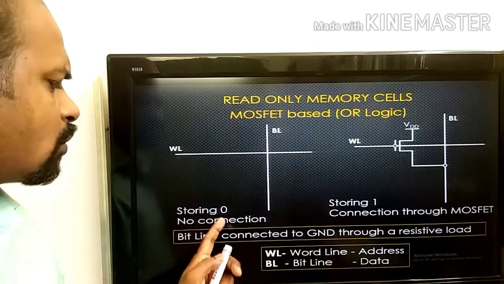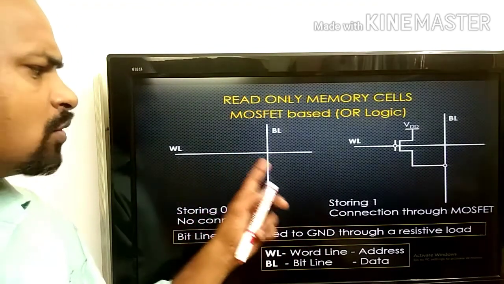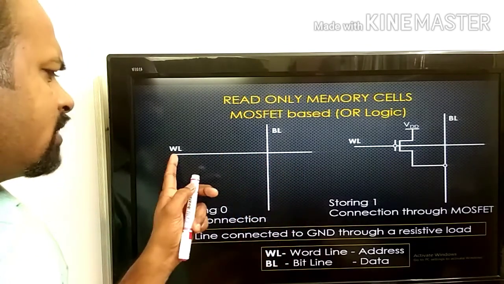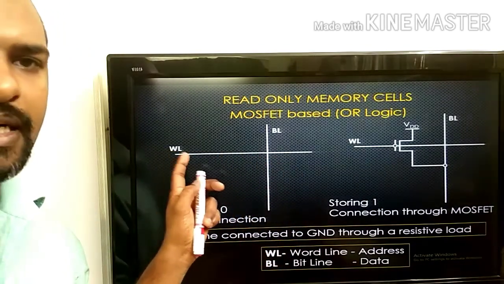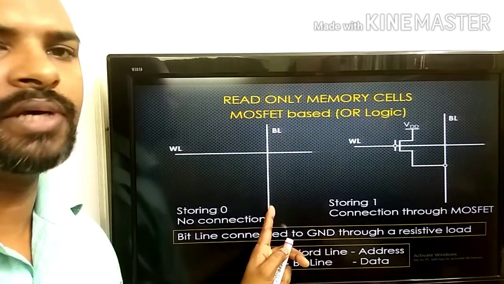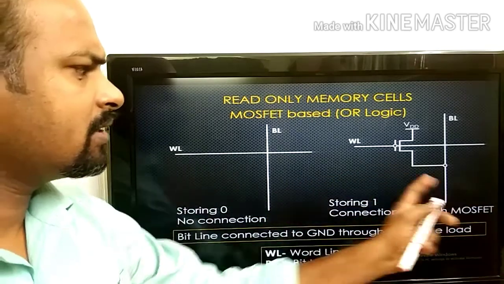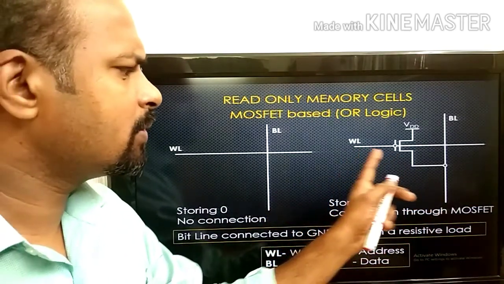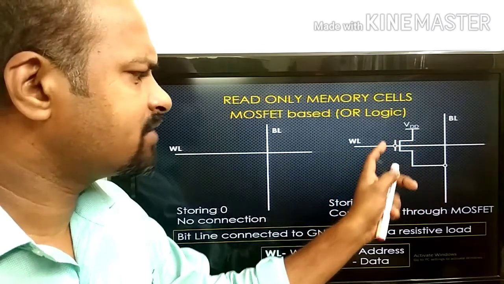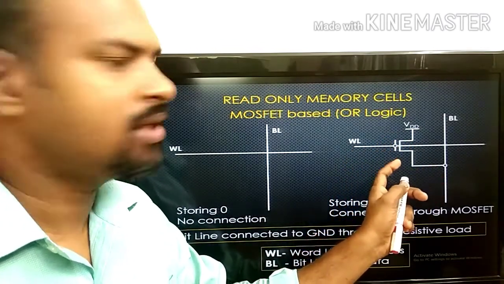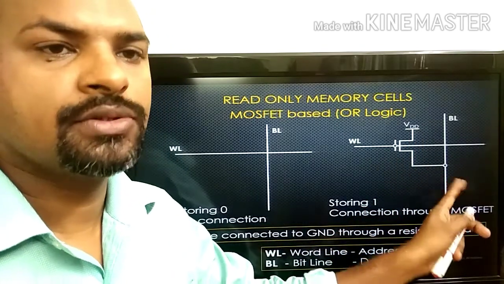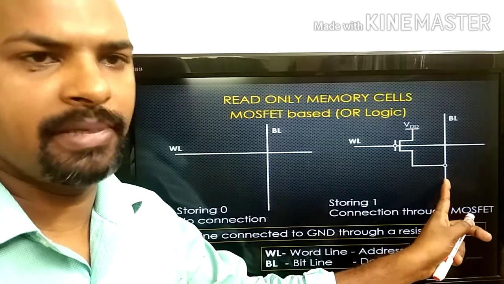So now we look at another cell, the MOSFET based ROM cell. Here also, for storing 0, there is no connection between WL and BL. So when we enable WL for reading, since there is no connection between WL and BL, a logic 0 will be at BL. And when we enable WL where there is a transistor, this MOSFET will be turned on, and VDD will be transferred to BL, so that a logic 1 will come at BL.